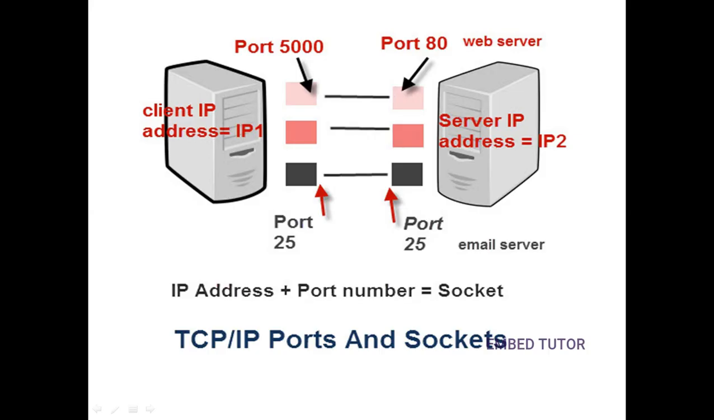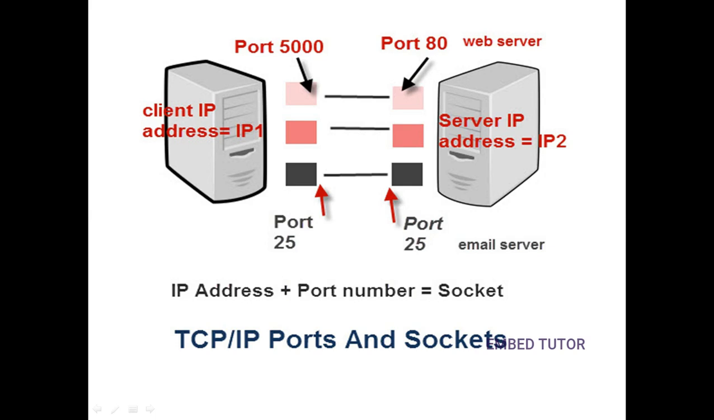Look at this picture. We have a client machine with an IP address IP1 and a server with an IP address IP2. And you have two or more connectivity sessions. The first session has port address 5000 on the client side and port address 80 on the server side. There is another connection with port address 25 on the client side and port number 25 on the server side.